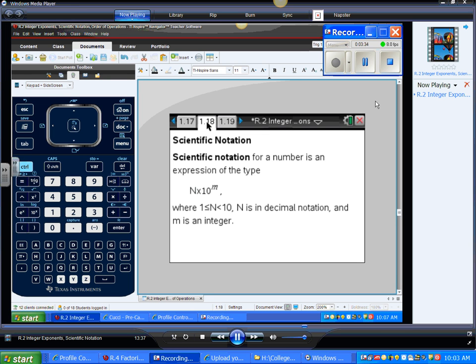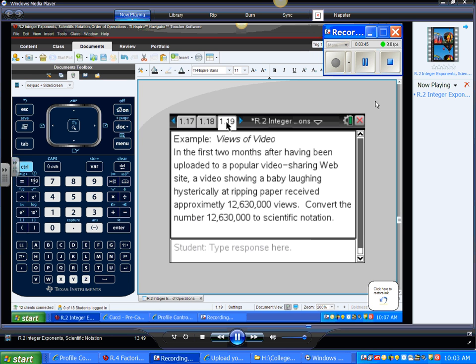So what we need to determine is, what is our n value going to be? Okay, remember, n has to be between 1 and 10. We also need to know our m value, so how many places are we moving that decimal? So we're going to start with where the decimal actually is. Okay, that decimal is all the way at the very end of that number. And again, we're going to stay in that form, n times 10 to the m. We're going to figure out what n is now.